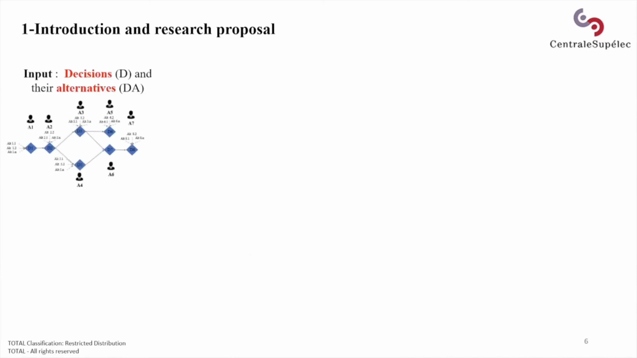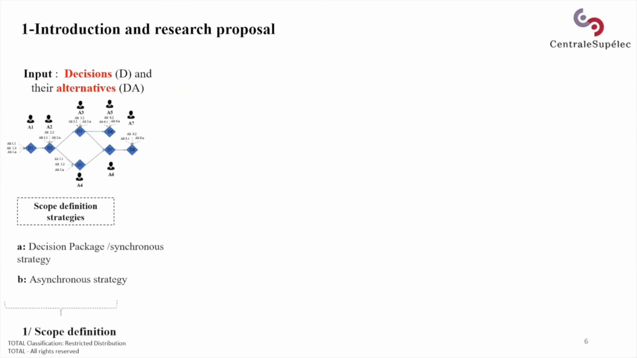We introduce here the big picture of our research proposal. Complex industrial projects are characterized by tens to hundreds of decisions, each of them having several alternatives. Since we deal with a multi-decision problem, our first proposal is thus to help choosing which decisions are included in the problem scope. So we propose 2 scope definition strategies, respectively called the decision package or synchronous strategy and the lonely decision or asynchronous strategy. These 2 strategies won't be detailed in this presentation.